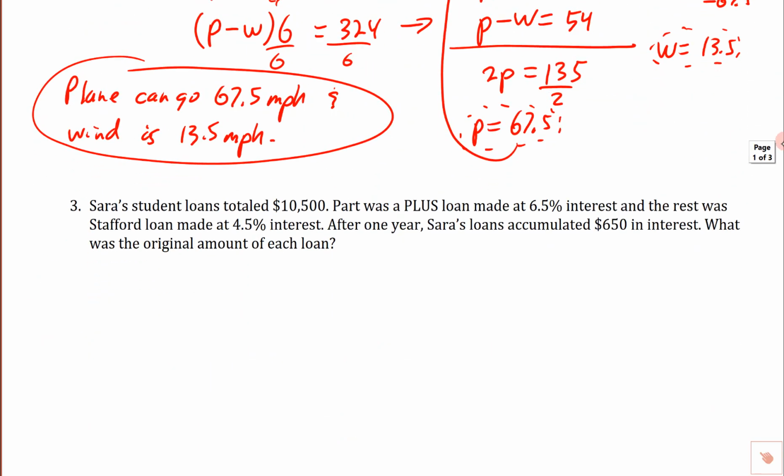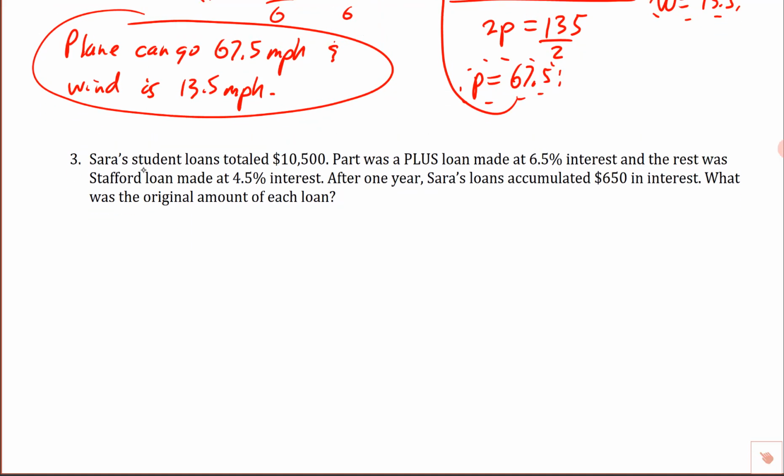So let's come down here and take a look at the last one on this page. So Sarah's student loans totaled $10,500. So that's how much she borrowed. Part was a plus loan made at 6.5% interest, and the rest was a Stafford loan at 4.5% interest. After 1 year, Sarah's loans accumulated $650 in interest. What was the original amount of each loan?